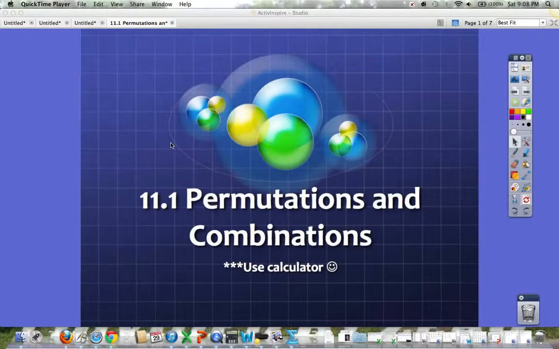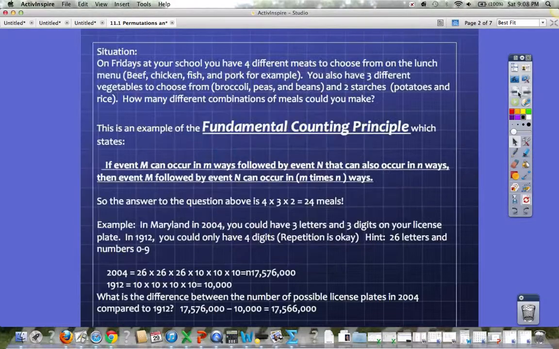11.1 Permutations and Combinations. In this section, we're going to be using our calculator a lot, so make sure you have one available to you. All right, so let me give you a situation.